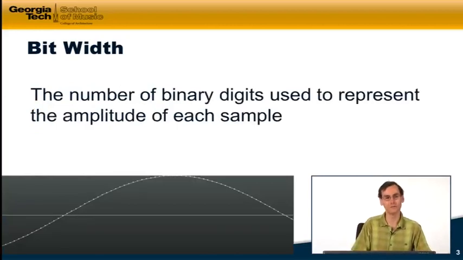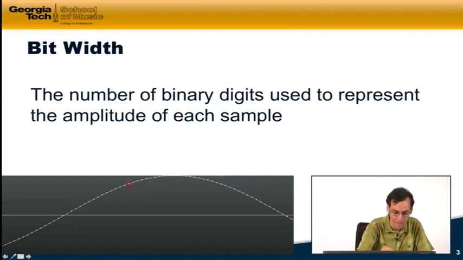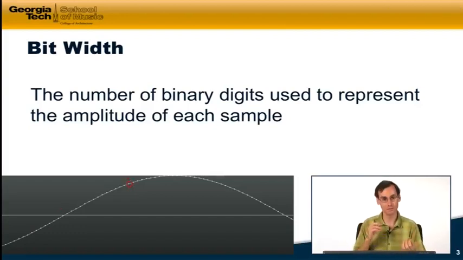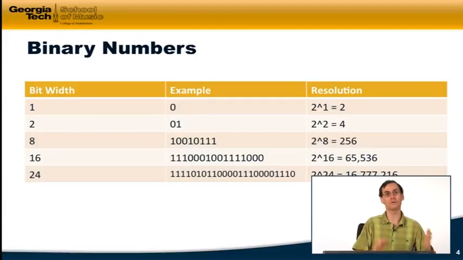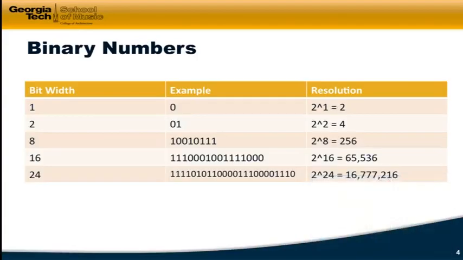So formally, the bit width is the number of binary digits that we use to represent the amplitude of each sample. So for each of these dots here, how many binary numbers are we using on the computer? How many zeros or ones, digits, are we using to represent what that amplitude value is? So it's important that we think about this in terms of binary numbers.